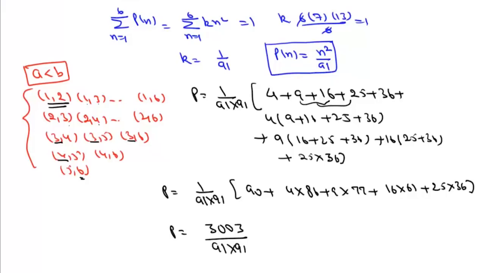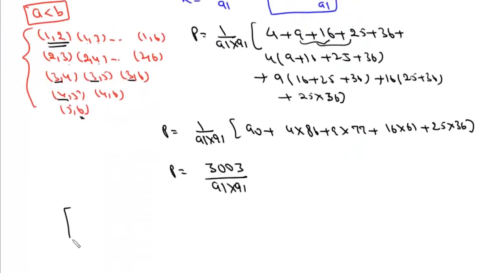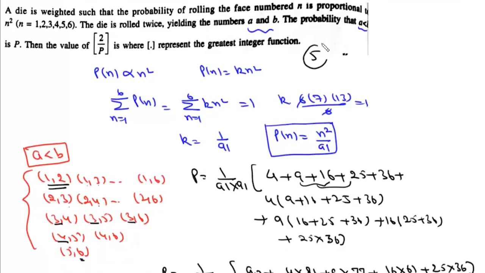Now it says find the value of the greatest integer function of 2 upon P. So we need to find the greatest integer function of 2 by P. Now it will be 2 into 91 into 91 divided by 3003. Now 91 divides 3003, and that will be 33. Now 2 into 91 divided by 33 will be 5.5 something. So the greatest integer function of this will be simply 5. So the answer to this question is 5.